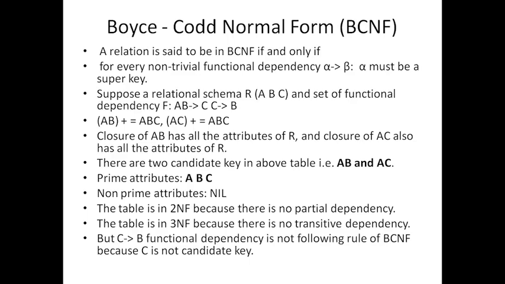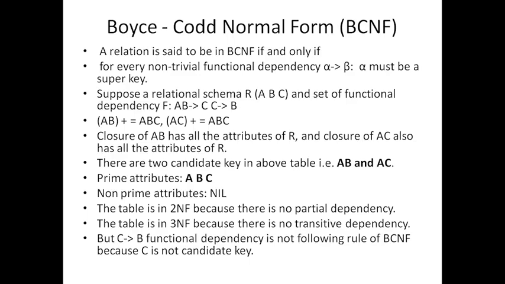According to the definition of 3NF, if there is a functional dependency alpha determine beta, either alpha is a candidate key or beta is a prime attribute. Here C determine B, B is a prime attribute. So this FD satisfies the third normal form. So the relation is in third normal form, and now we have to check whether the relation is in BCNF or not.